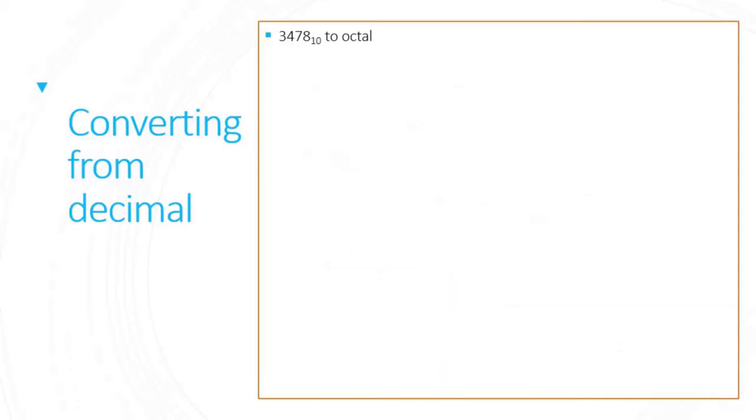I'm going to do the same conversion from 3,478 to its equivalent in octal, and I'll use the same shortcut notation that I used when converting to binary. Again, I'm asking the question, in 3,478, how many groups of 8 do I have? So I'm going to divide by 8. Dividing by 8 gives me 434. When I remove my 434 groups of 8, what do I have left over? I have a remainder of 6.